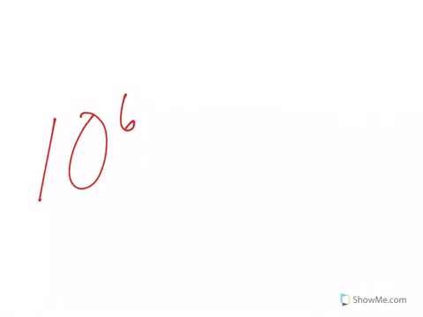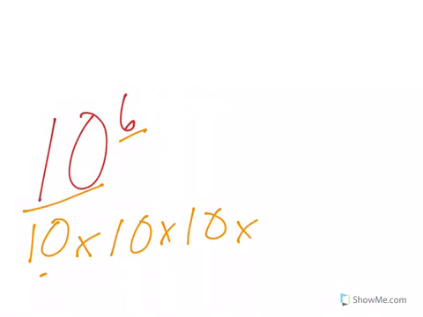10 to the power of 6. Well, base number is 10, so I'm going to be writing 10s. How many 10s am I going to write? I'm going to write 6. So we have 1 times 10 is 2, times 10 is 3, times 10 is 4, times 10 is 5, times 10 is 6.